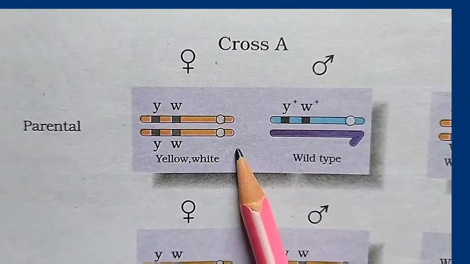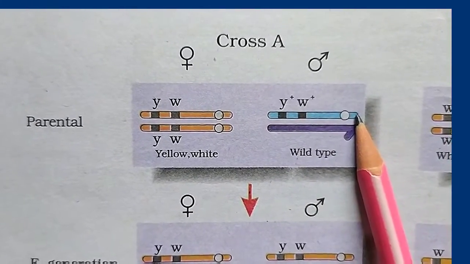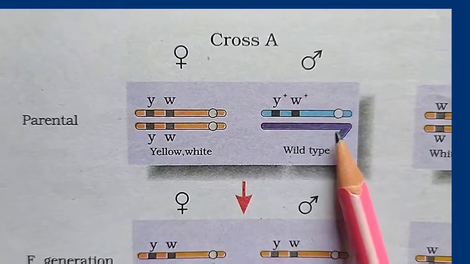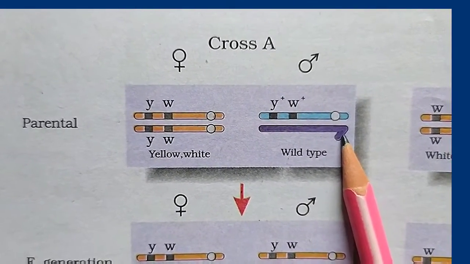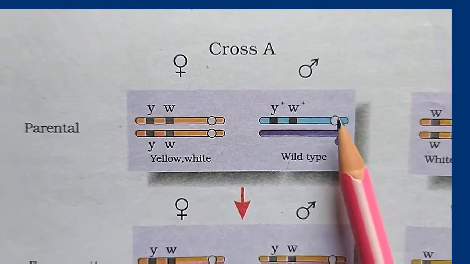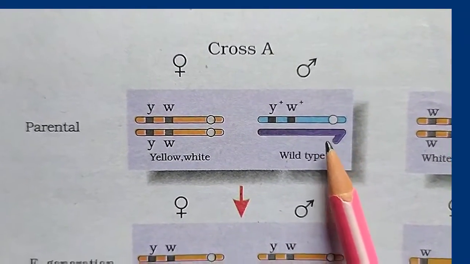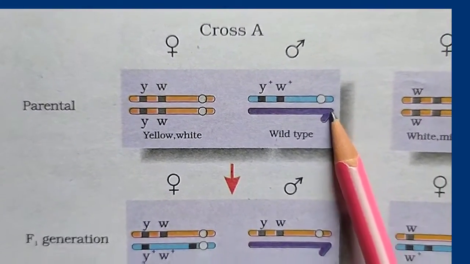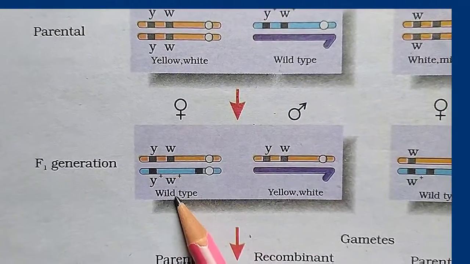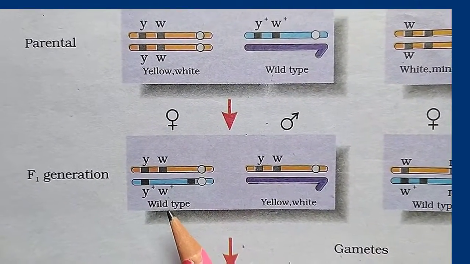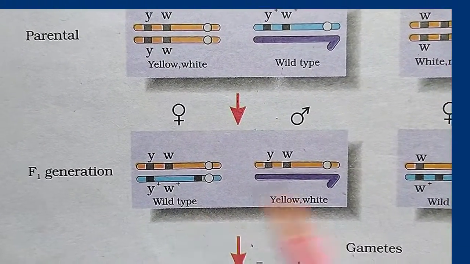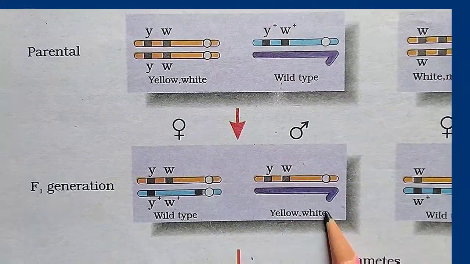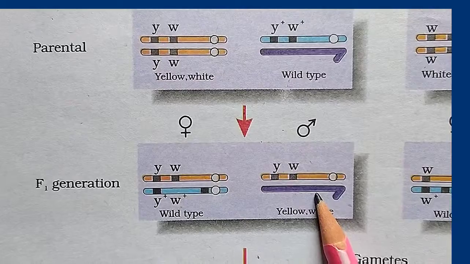This is the X chromosome. This hook-like structure is nothing but the Y chromosome. The Y chromosome is not homologous to the X chromosome, meaning the Y chromosome is not identical with the X chromosome. So in the F1 generation, Morgan and his group got wild type and yellow-white offspring. The yellow-white offspring is male.